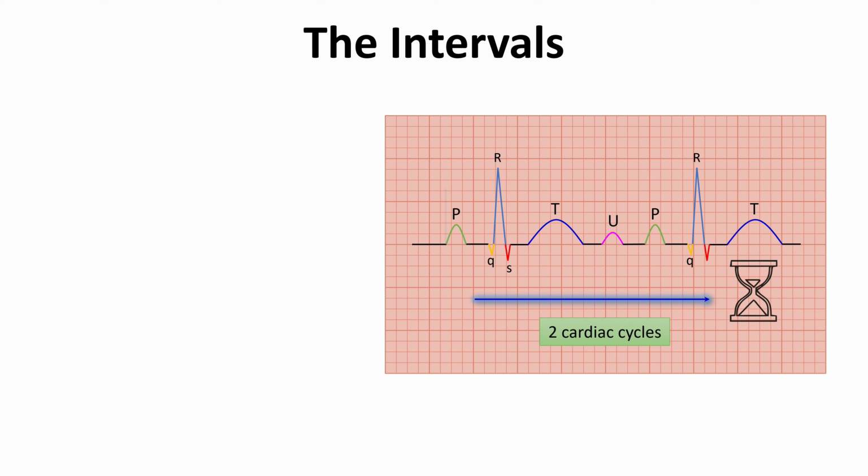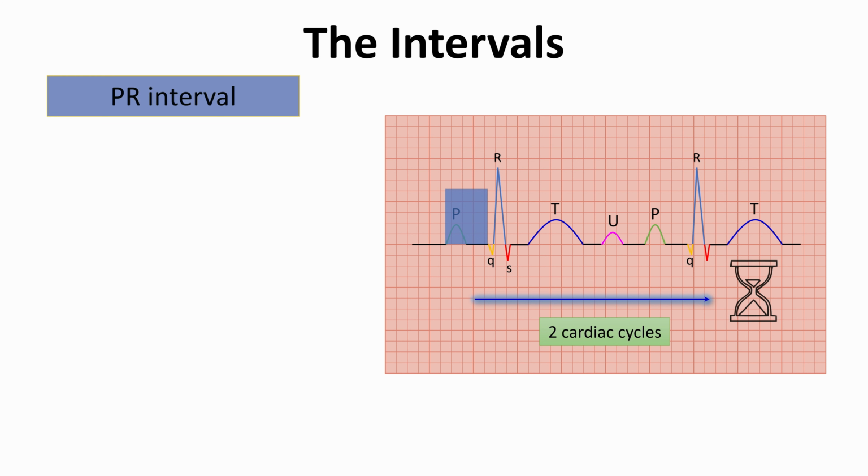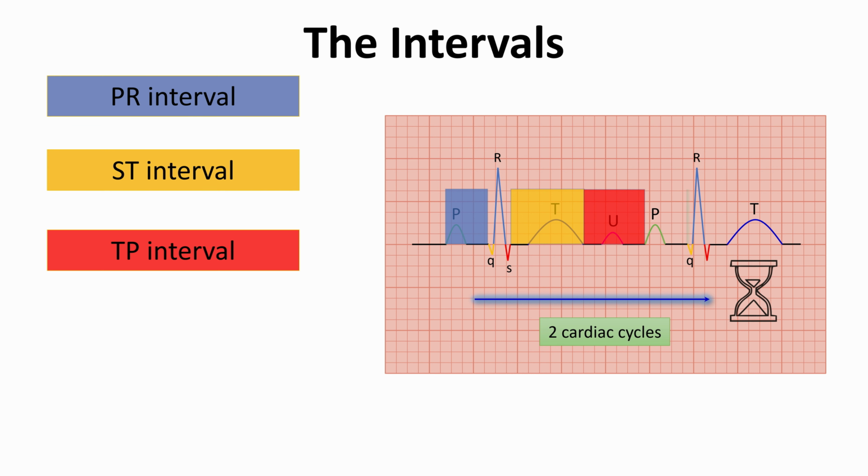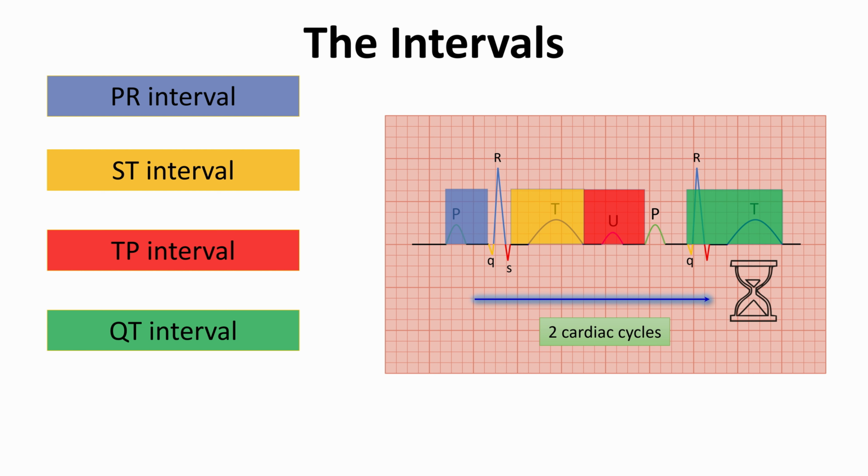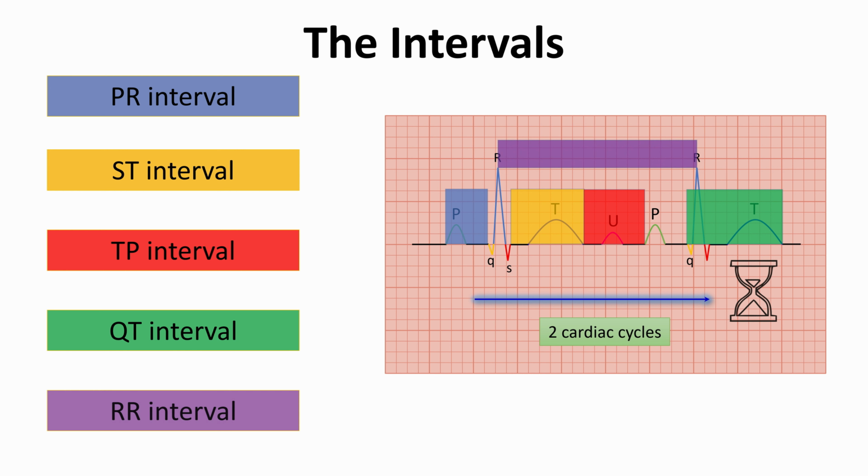First, we have the PR interval, which starts from the beginning of the P wave to the beginning of the Q wave. Then we have the ST interval, which starts from the end of the S wave to the end of the T wave. Then we have the TP interval, which starts from the end of the T wave to the beginning of the P wave. And the QT interval, which starts from the beginning of the Q wave to the end of the T wave. And finally, we have the RR interval, which starts from the R wave to the next R wave on the next cardiac cycle.